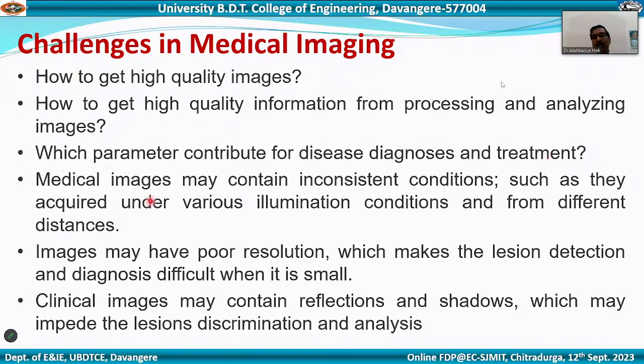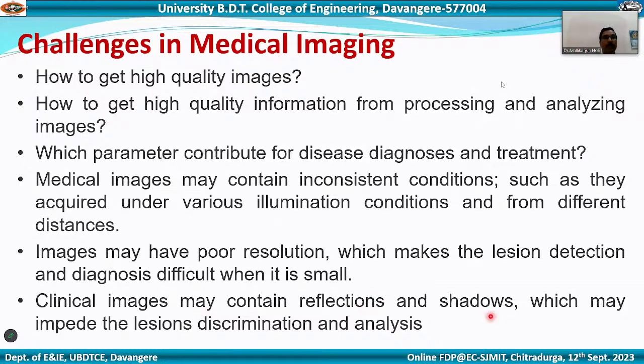Medical images are subject to a lot of variations based upon the illumination and the type of machine you are going to use. There are certain limitations, so there is certain inconsistency. That also we need to standardize. Images may have poor resolution, which makes lesion detection and diagnosis difficult. If the resolution is poor, you may not be able to diagnose, or you can never differentiate normal tissue from abnormal tissue. Clinical images may contain reflections and shadows.